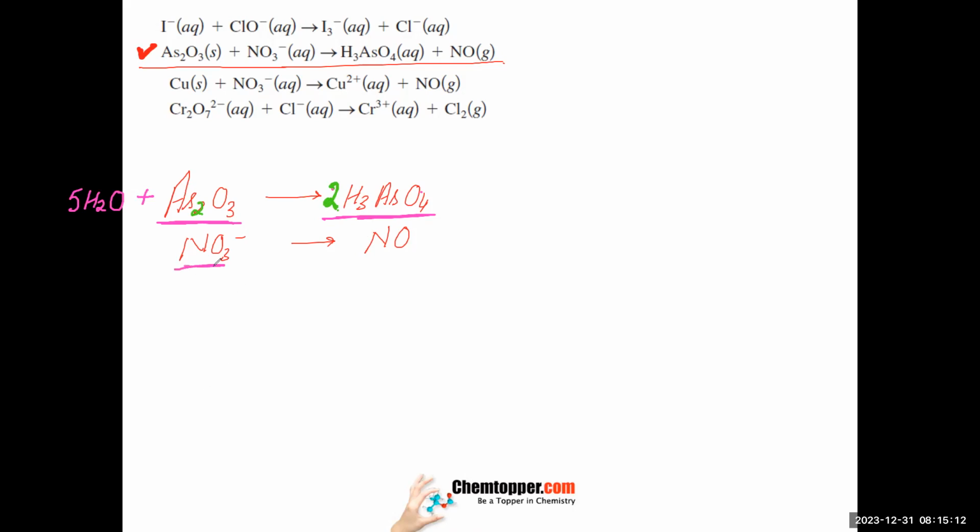Balance oxygen on these two. There is 1 oxygen here. There are 3 oxygens here. So the difference is 2. You can see the difference here. So I need to add 2H2O on the right side.